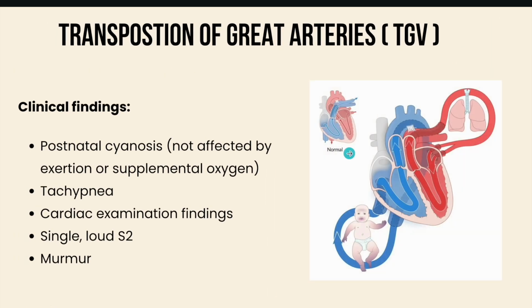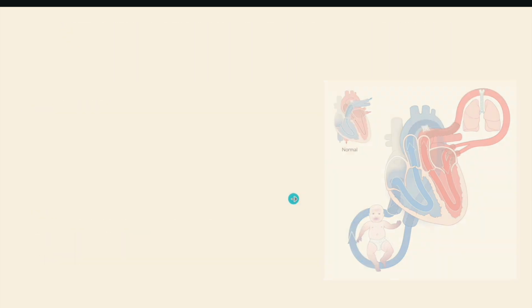Then moving on to the clinical findings, because there are going to be 2 complete parallel circulations, in which again the lungs are going to keep on receiving oxygenated blood, and the upper and lower limbs are going to receive deoxygenated blood. There is going to be postnatal cyanosis that is not affected by exertion or supplemental oxygen. They're going to have tachypnea, and upon cardiac examination you can hear a loud S2 sound, which comes as a single sound, and there's going to be obviously a heart murmur.